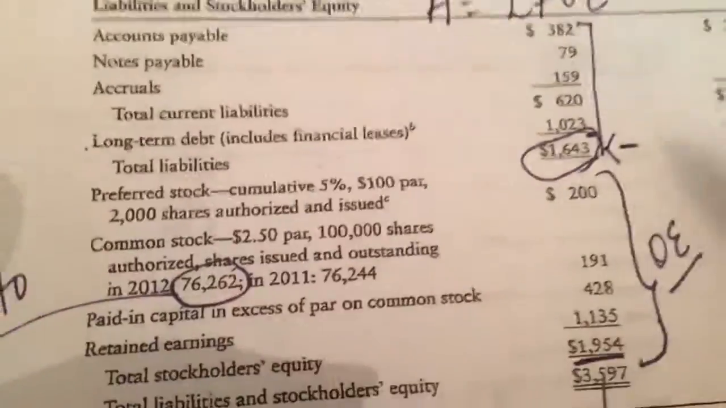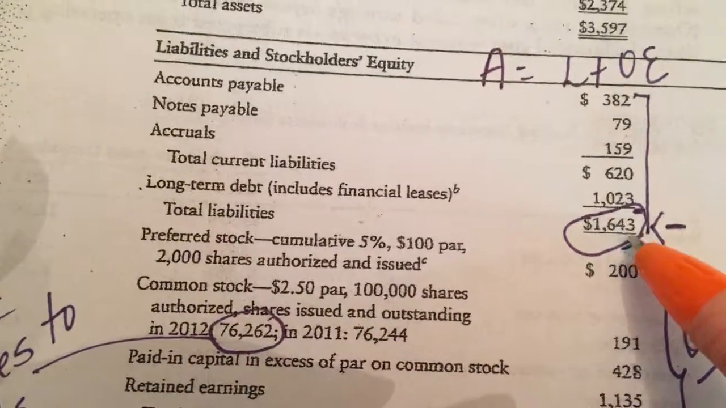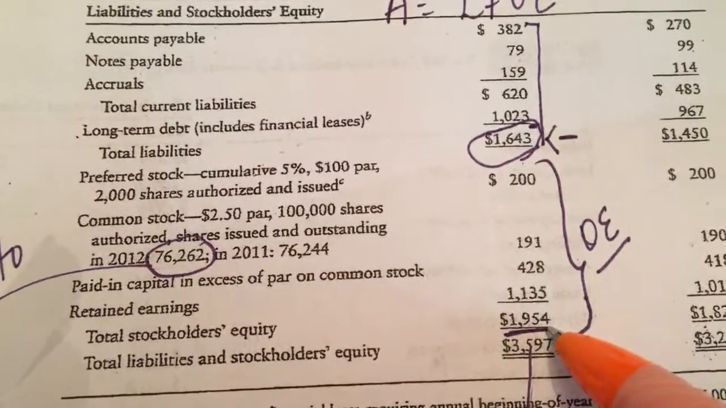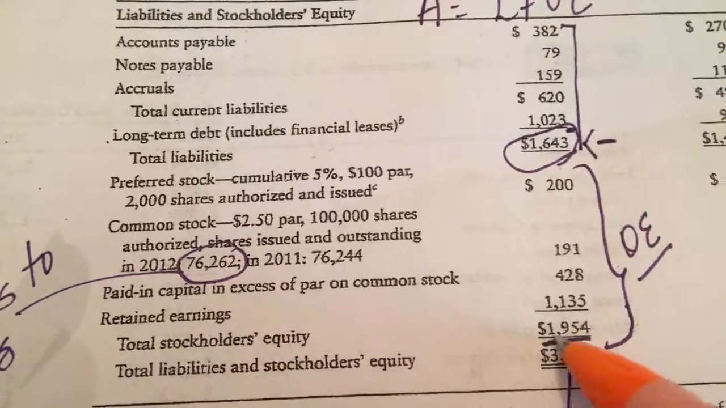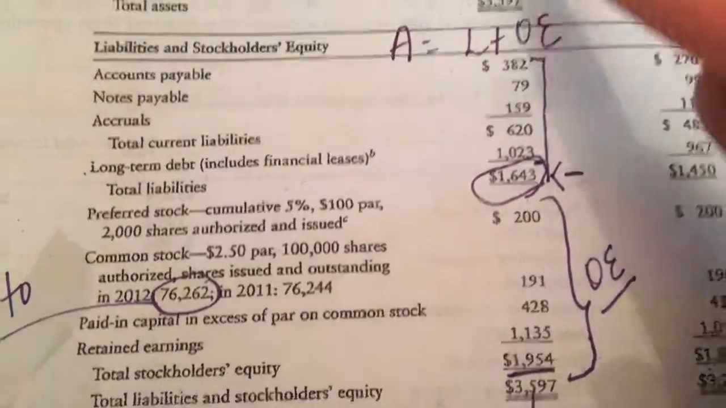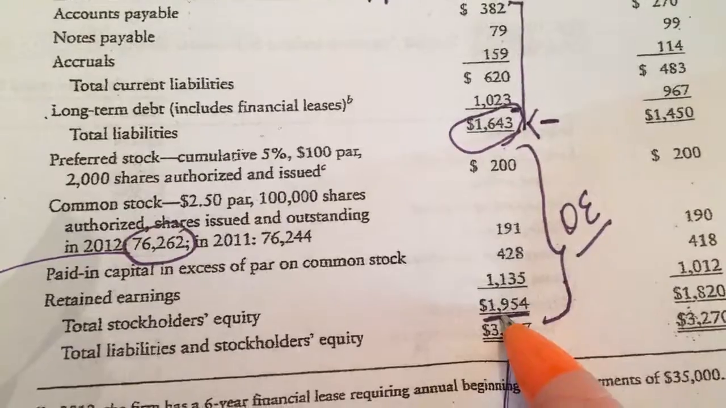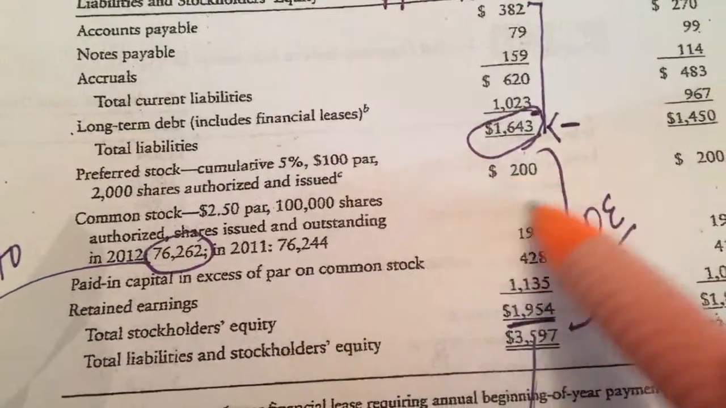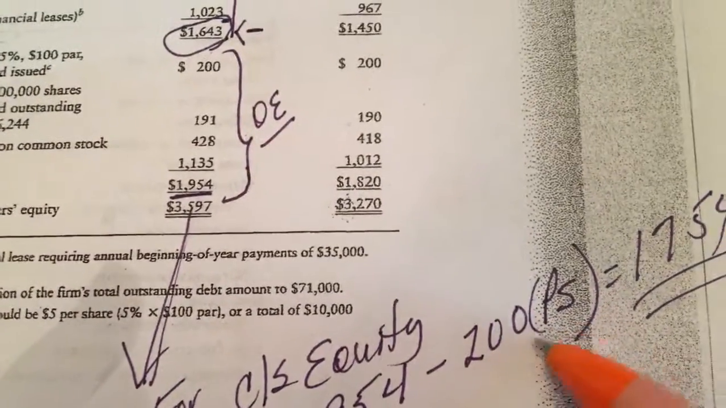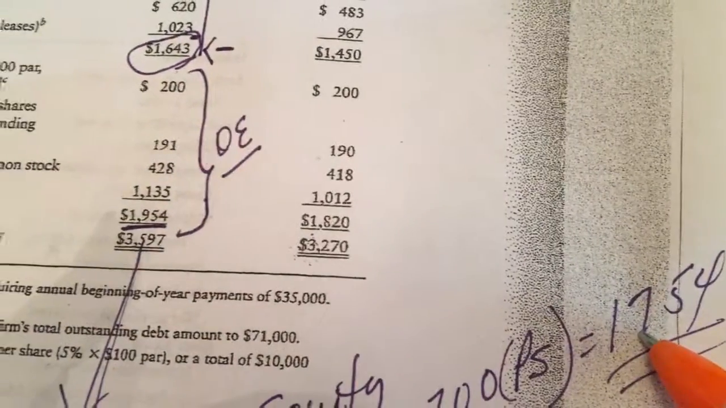Now, take a look at your balance sheet. Okay, everything starting with preferred stock on down to total stockholders' equity here. That's your equity statement. Okay, the rest of this is your liabilities, and above that's your assets. Now, if you take this bottom line, 1954, you have to subtract out your preferred stock because we only want to look at what's used for common. So 1954 minus your 200 in preferred stock gives you 1754 as your denominator here.